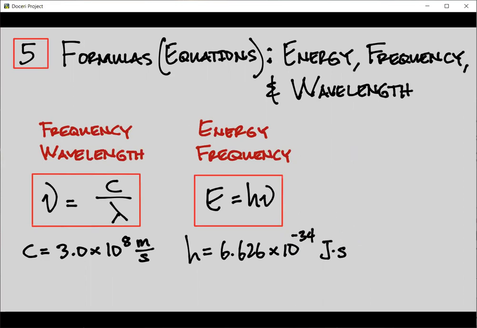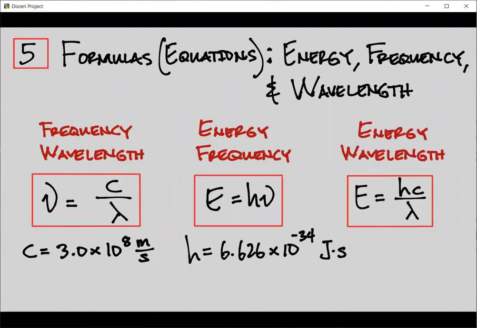And the last important equation here relates energy and wavelength. So again, what we did here, we basically combined the first equation and the second equation. We substituted c over lambda for frequency. And so now we get the third equation, which is E equals hc over lambda: Planck's constant multiplied by the speed of light divided by the wavelength.